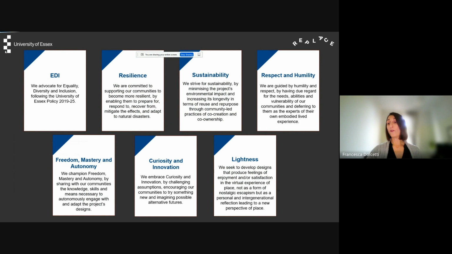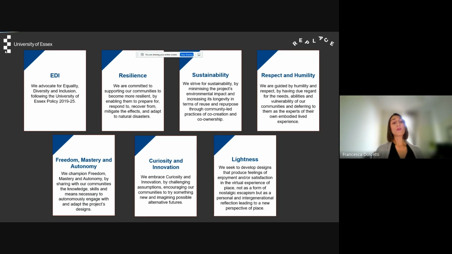We also strive for sustainability by both minimizing the project environmental impact and increasing its longevity in terms of reuse and repurpose, and we aim to do that through community-led practices of co-creation and co-ownership. We are also guided by humility and respect, by having due regard for the needs, abilities, and most importantly, vulnerabilities of our communities. And we defer to them because they are the experts of their own embodied lived experience.